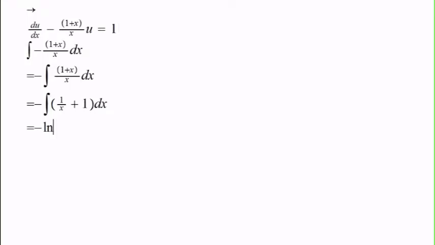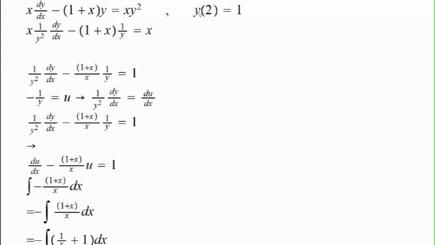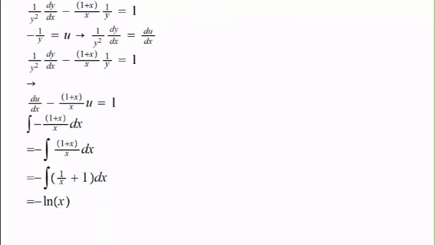Negative. We should have a natural log of the absolute value of x, but we are looking in the vicinity of 2, 1, so we may assume that our x is positive. So let's just leave it as x. And then we get negative x. So what this becomes is actually negative ln of x plus x. We may say plus x here, nothing wrong.